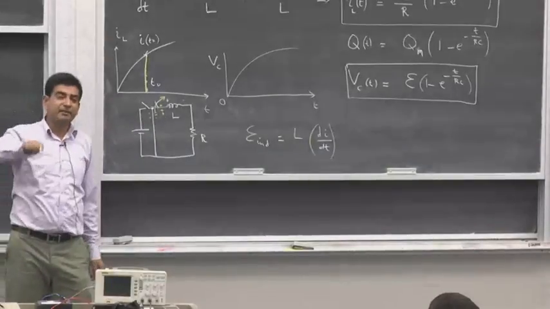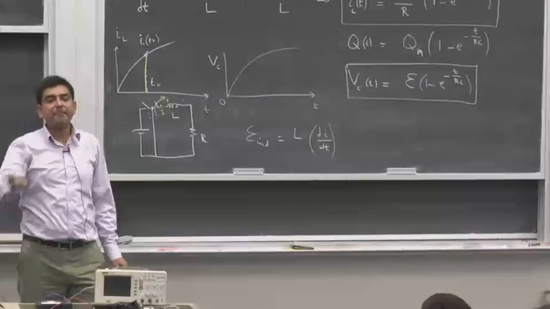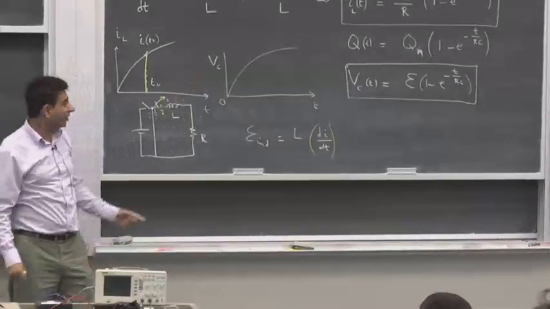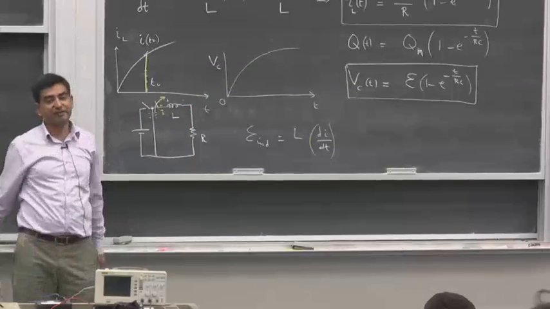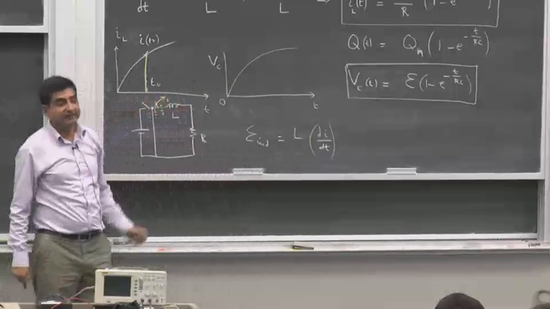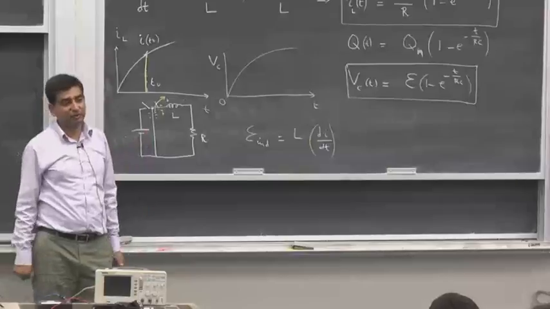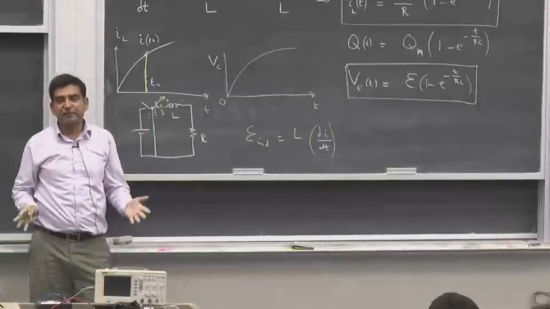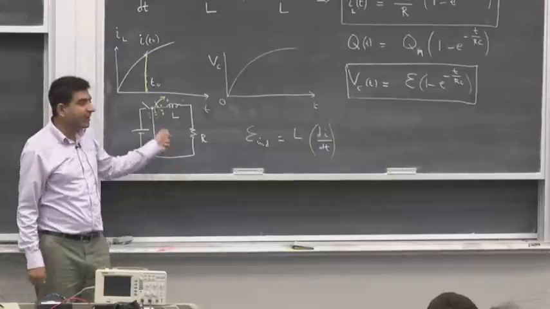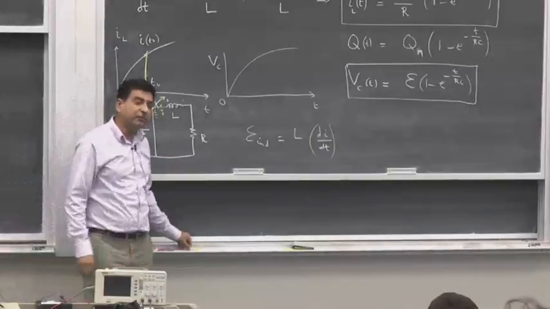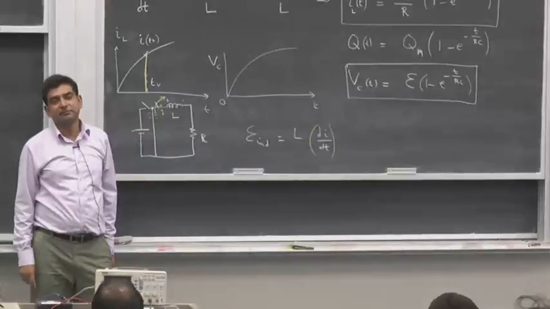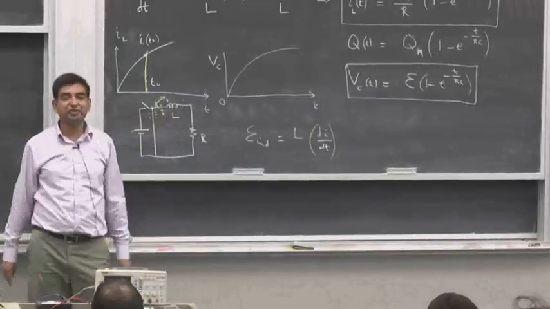So rapid arrests of current might cause large voltages to develop because of this behavior of the inductor. It produces a large EMF which is proportional to di by dt. This might cause sparking across the switch, and if there is some volatile gas, it might cause an explosion as well. This is how an induction coil works inside an automobile. It produces a spark. So this coil is called an induction coil inside an automobile.